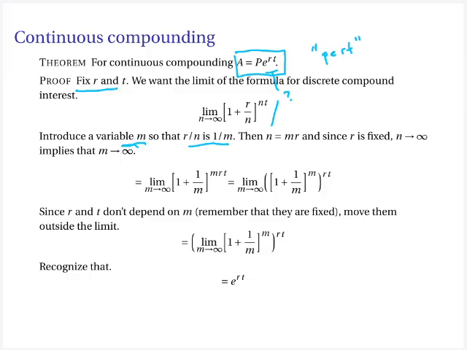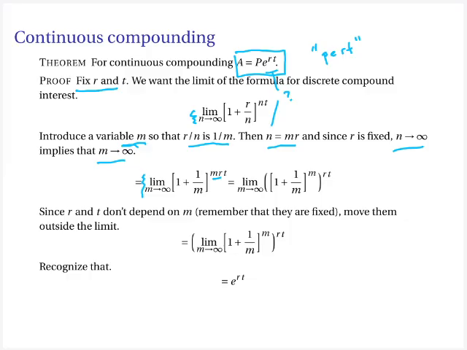Then let's see, n equals mr. That's to say n and m are proportional, where r is the constant of proportionality. Since r is fixed, when n goes to infinity, m goes to infinity. So I can replace the expression that's here with the expression that's here. n goes to infinity gets replaced with m goes to infinity. 1 plus r over n gets replaced with 1 plus 1 over m. And where it says n, I replace that with mr.